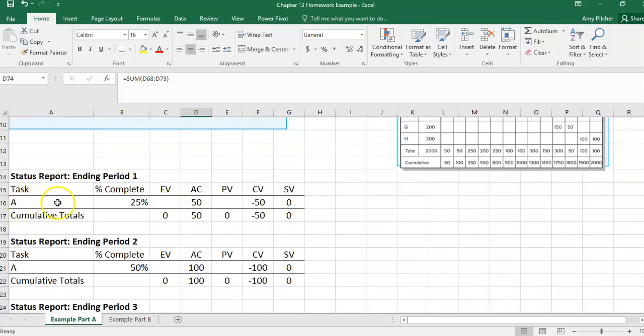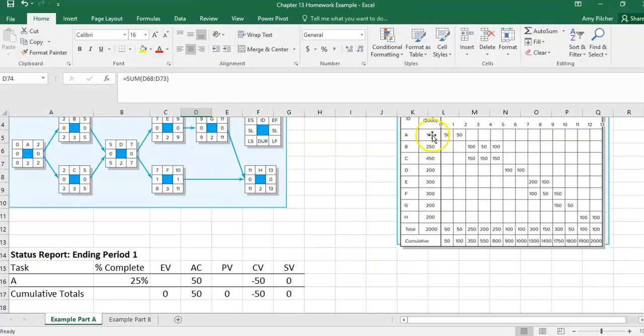In our status report at period 1, we are 25% complete at A. A has a time or cost of 100. So we are 25% complete, so the estimated value is 25% times 100, or 25. Our planned value at the end of period 1 for A is to be at 50. So we are currently at the end of period 1 over cost and behind schedule.